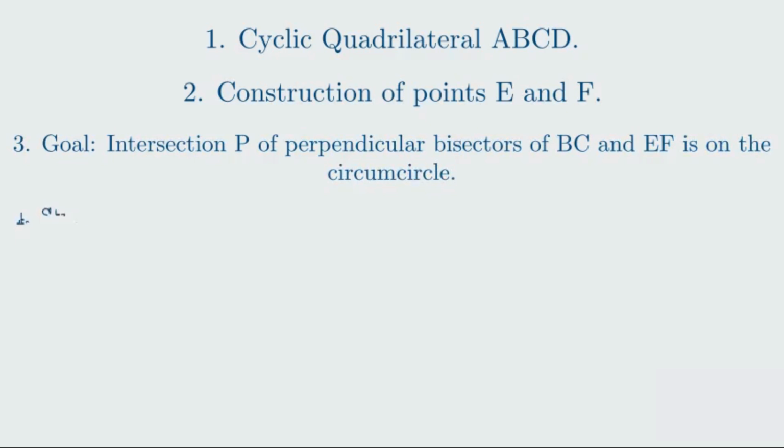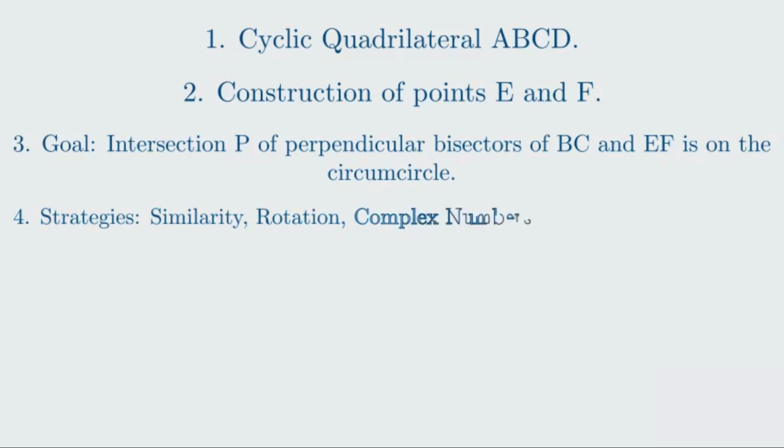A key insight is that proving the intersection point P is the same as the circumcenter O of ABCD would solve the problem directly by showing OB equals OC equals OE equals OF. While we couldn't complete the full, rigorous proof in this video, we've broken down the problem into smaller, more manageable parts. Proving that EF equals AD was a significant step.